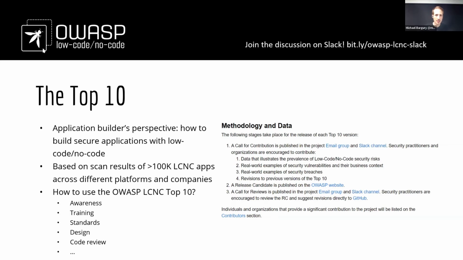And of course, the OWASP top 10 is there for you to use. We've seen people use it as an awareness document to get people on board, or as a framework to understand how to think about low-code, no-code security, as a way to push forward standards within the organization, as a way to guide code review.